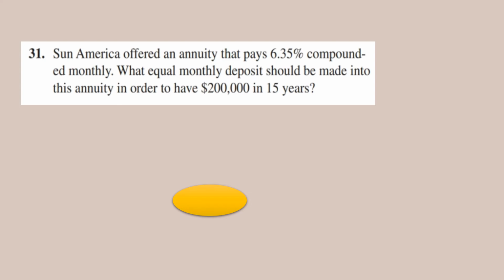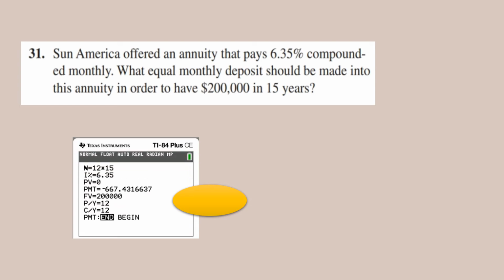Sun America offered an annuity that pays 6.35% compounded monthly. What equal monthly deposit should be made into this annuity in order to have $200,000 in 15 years? So the payments will be monthly, so n is 12 times 15. The rate of interest is 6.35. The payment we have to calculate, but the future value is 200,000. Payments per year is 12, compounding periods per year is 12.